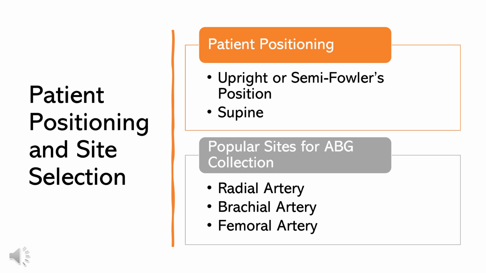We've got a couple types of patient positioning. You can assist in positioning the patient in an upright or semi-Fowler's position, especially if they have respiratory distress. This improves lung function and arterial blood flow, aiding in more accurate results. But if the patient cannot sit up, help in positioning them supine. Be alert and attentive as the healthcare provider selects and stabilizes the site in this position. Popular sites for ABG collection include the radial artery.